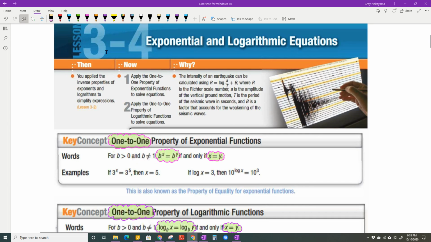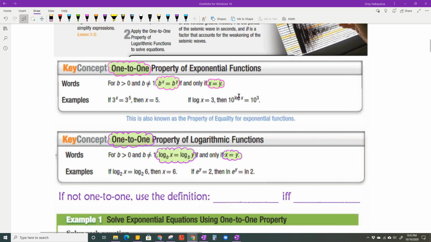Okay, today's lesson is 3.4a of exponential and logarithmic equations. We are going to concentrate on exponential equations in this part A. So one of the things that we have to talk about is this one-to-one property with exponents and logs.